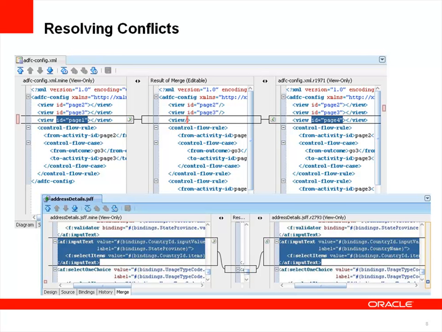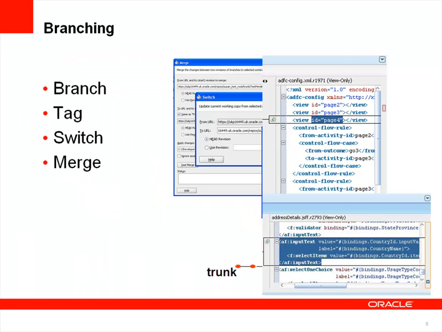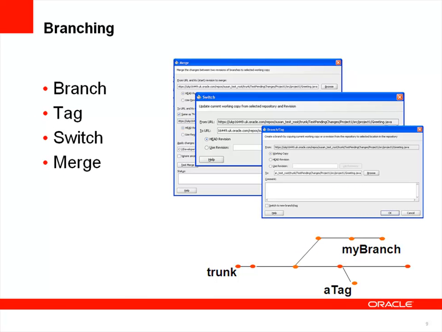When two developers check in the same file with different changes, a conflict is generated in the source control system. JDeveloper helps you resolve this by providing a three-column view containing each checked-in version, as well as a merged version in the center to resolve the file conflicts. Branching, tagging, switching, and merging files are all available in JDeveloper's version control support.